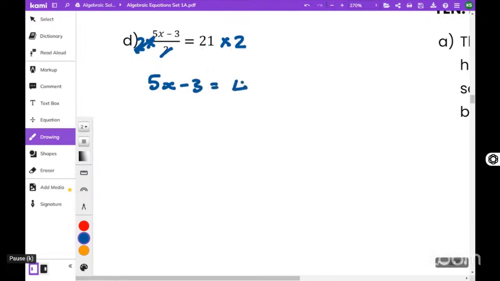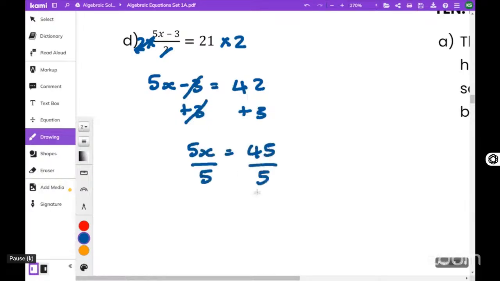And 21 times 2 is 42. 5x minus 3 equals 42. And then plus 3. Bring down 5x, that's 45. Then divide 5 on both sides. X equals 9. That's correct.